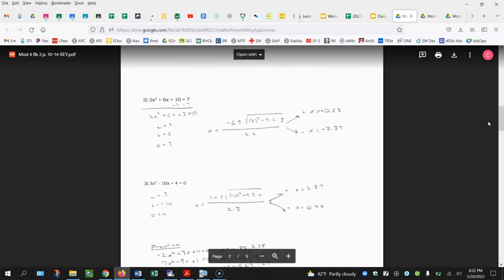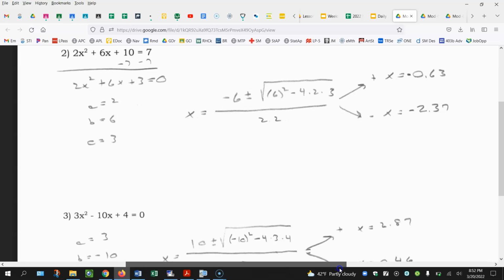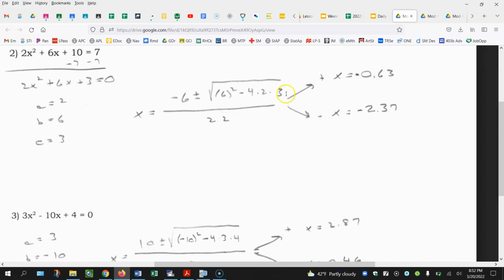All right, so for the middle one here, you can see this is the opposite of b, so negative 6, plus or minus the square root of b squared, b goes in parentheses, minus 4 times a times c, divided by 2 times a. And then one of the solutions is using addition. One of the solutions is using subtraction. So x equals negative 0.63, and x equals negative 2.37 is what you should get for your 2 solutions.